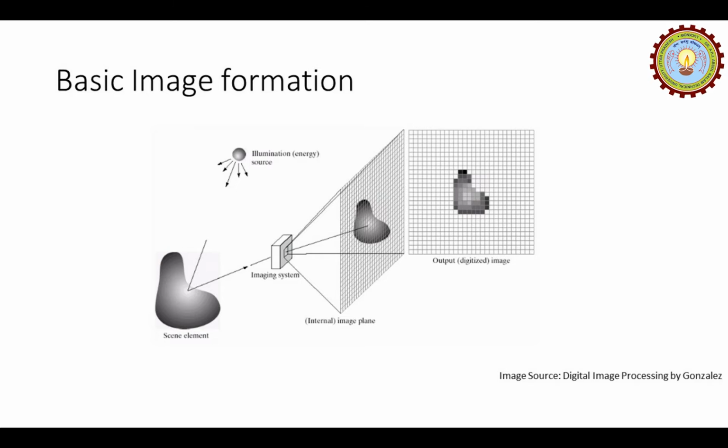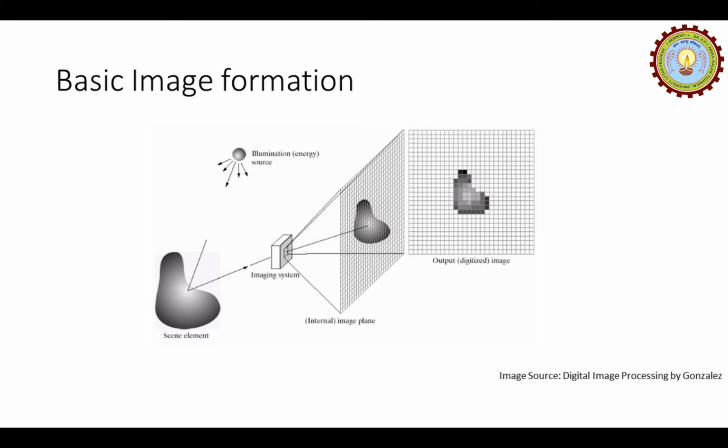There's an illumination source, and the light is coming and falling onto the scene element and getting reflected back and reaching the imaging system. In this case, it can be a camera, and inside your camera there is a matrix of sensors which captures the scene elements extremely well.